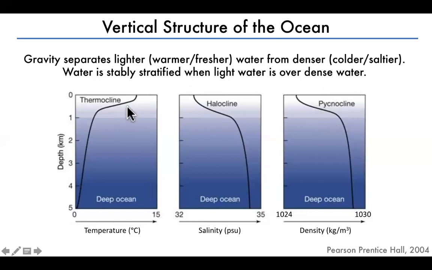And so in oceanography, we use that suffix cline to refer to this gradient where we have a big change. And so the thermocline is where we see that big change in temperature. The halocline is where we're seeing that big change in salinity. And then the pycnocline is where we're seeing that big change in density. But those are all just fancy words to say big change in temperature, big change in salinity, and big change in density.